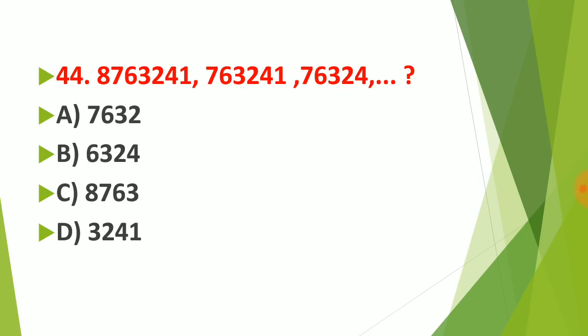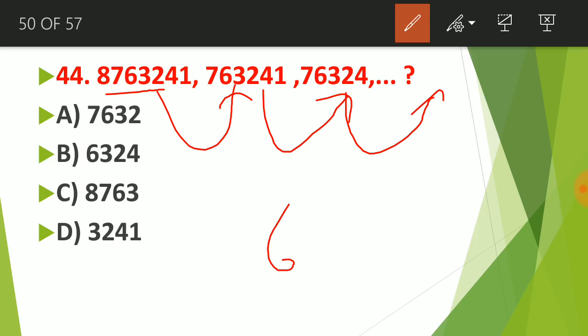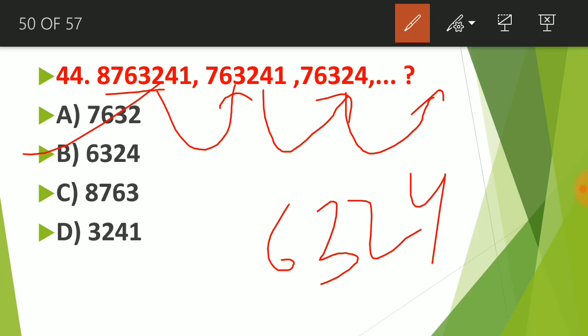Now let us move to question number 44. In this question there is one pattern. From this number to the next, we are omitting the first number. From this to this, we are omitting the last number. Now again it's time to omit the first number. So our answer will be 6, 3, 2, 4. 6, 3, 2, 4 is in option choice B.